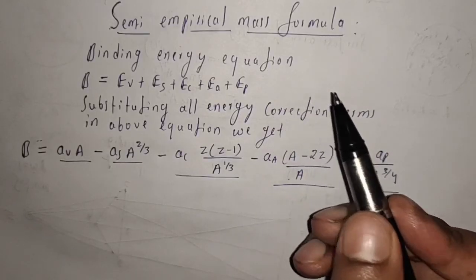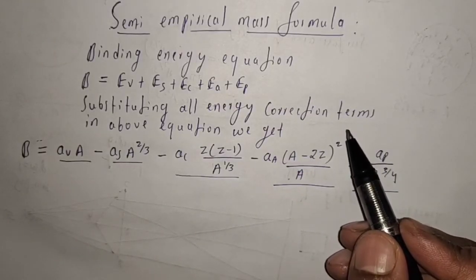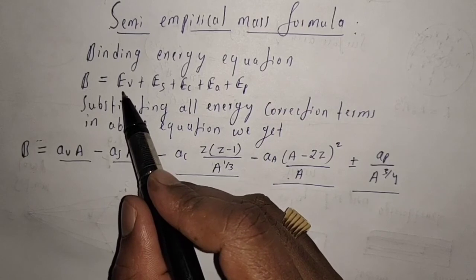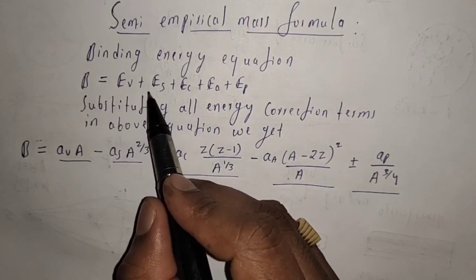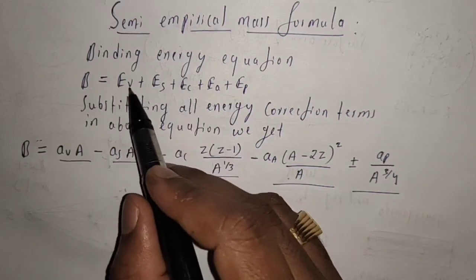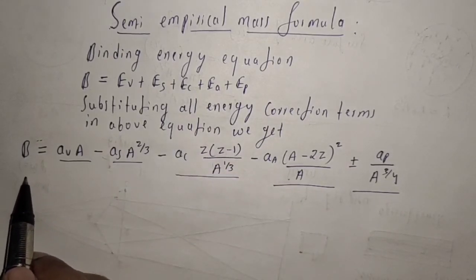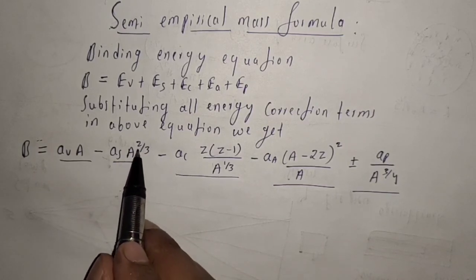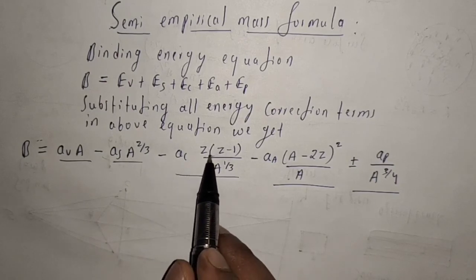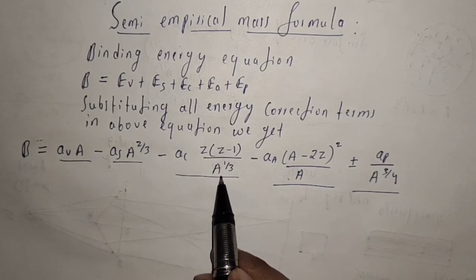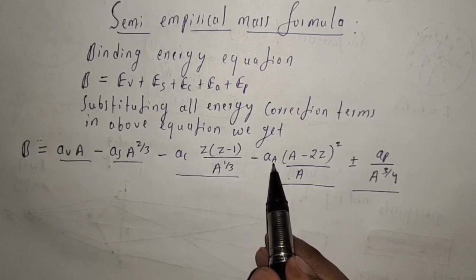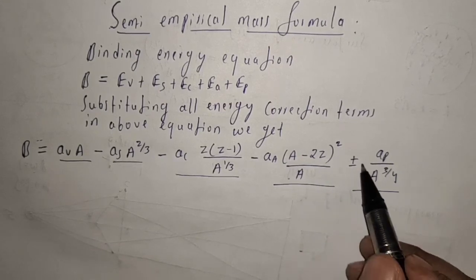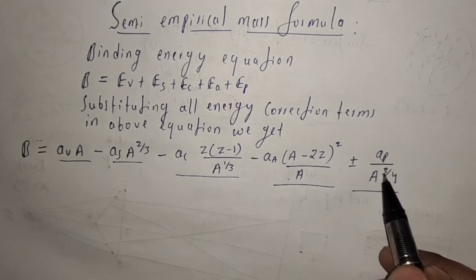So far we have written volume, surface, coulomb, asymmetry, and pairing energy corrections. Now we need to substitute all these energy values in the binding energy equation. If we substitute all the values, then we are going to get the final equation. B is equal to A_V into A minus A_S A to the power 2 by 3 minus A_C Z bracket Z minus 1 divided by A to the power 1 by 3 minus A_A A minus 2Z whole square divided by A plus or minus A_P divided by A to the power 3 by 4.